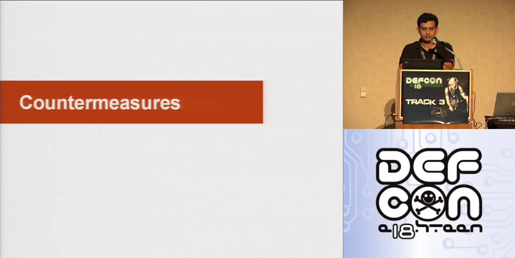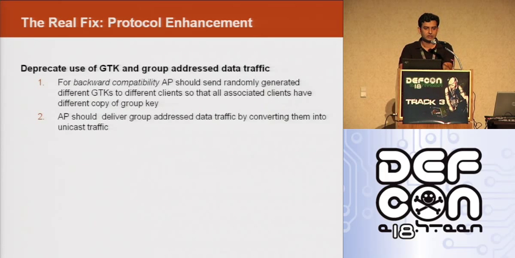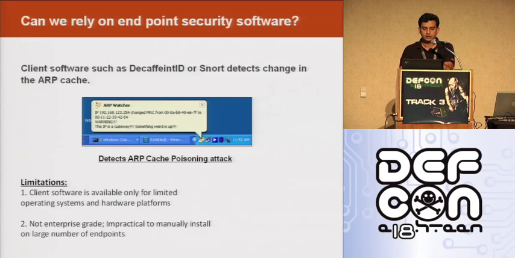Let me quickly present all the countermeasure techniques. The real fix is fixing this problem in the protocol, and for that one can think of deprecating the use of GTK or group addressed data frames. The other solution is using endpoint security software like SNOT or ARP watch, which detects a change in the ARP entry. But there is a limitation of this software. It is not available for all kinds of Wi-Fi devices.